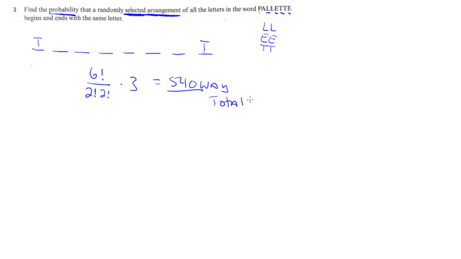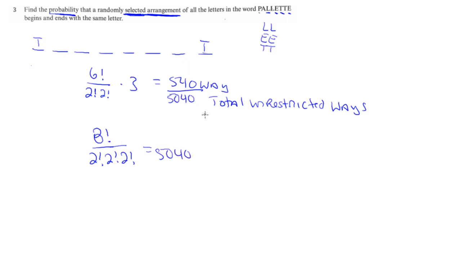The thing is, that's not what they asked us. They didn't ask us for the number of ways. They asked us for the probability of it happening. So now what we've got to do is, 540 is what we're interested in. We've got to find the total number of ways it could be if there were no restrictions. Well, that's going to be 8 factorial over 2 factorial times 2 factorial times 2 factorial. And we're going to get a probability of 3 over 28.